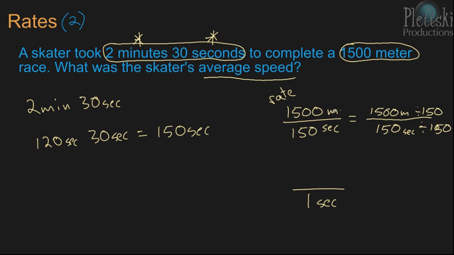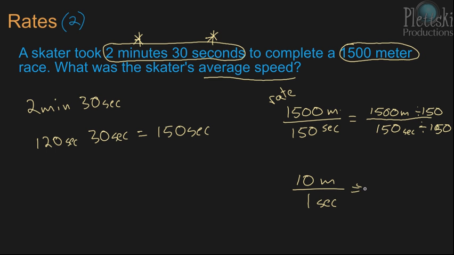Now it's important that when you rewrite your problem, you make sure to keep your units along with the numbers, because for our final unit rate, it's going to be important that we have our units. So we have 1,500 divided by 150, which is going to be 10. 10 times 150 is 1,500. So 1,500 divided by 150 is 10. And then 150 divided by 150, well, that's just 1. So we're left with 10 meters per 1 second.